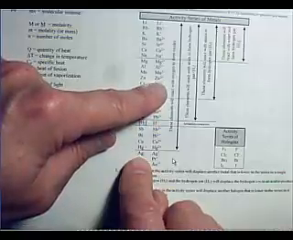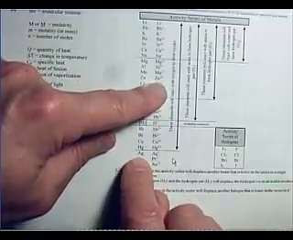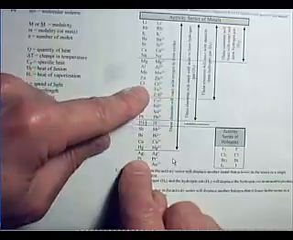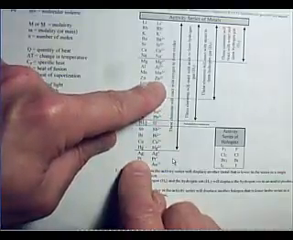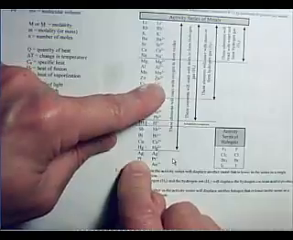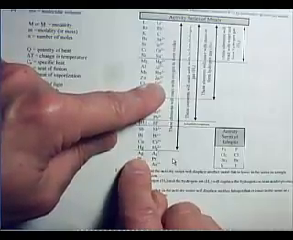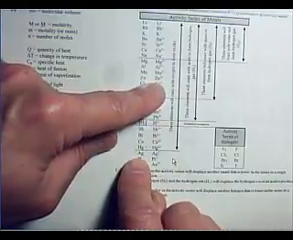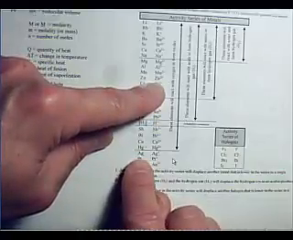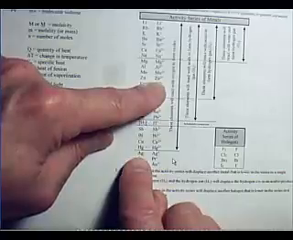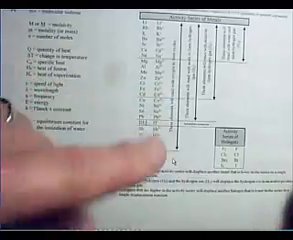Zinc, when it's bonded with something, is going to have a 2 plus charge. Silver by itself has no charge. If zinc were by itself, it'd have a zero charge. All right, but the ion of zinc has a 2 plus charge. So silver is lower on the activity series than zinc, the ion. And by using this activity series, we would say that silver cannot displace zinc, and so no reaction would occur.